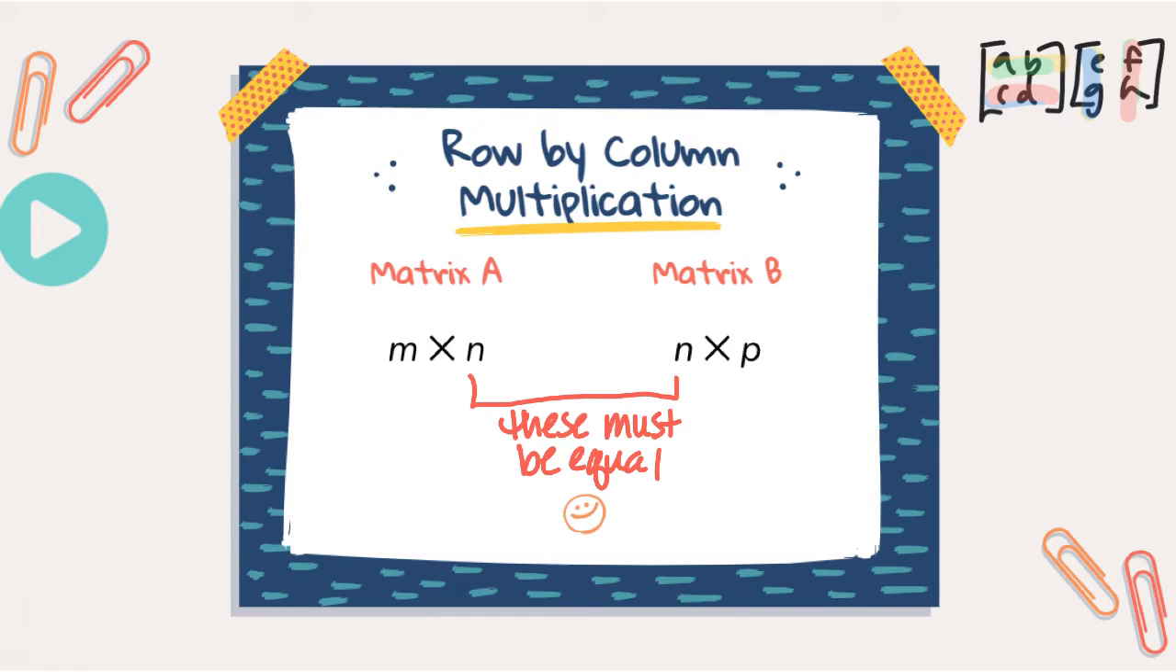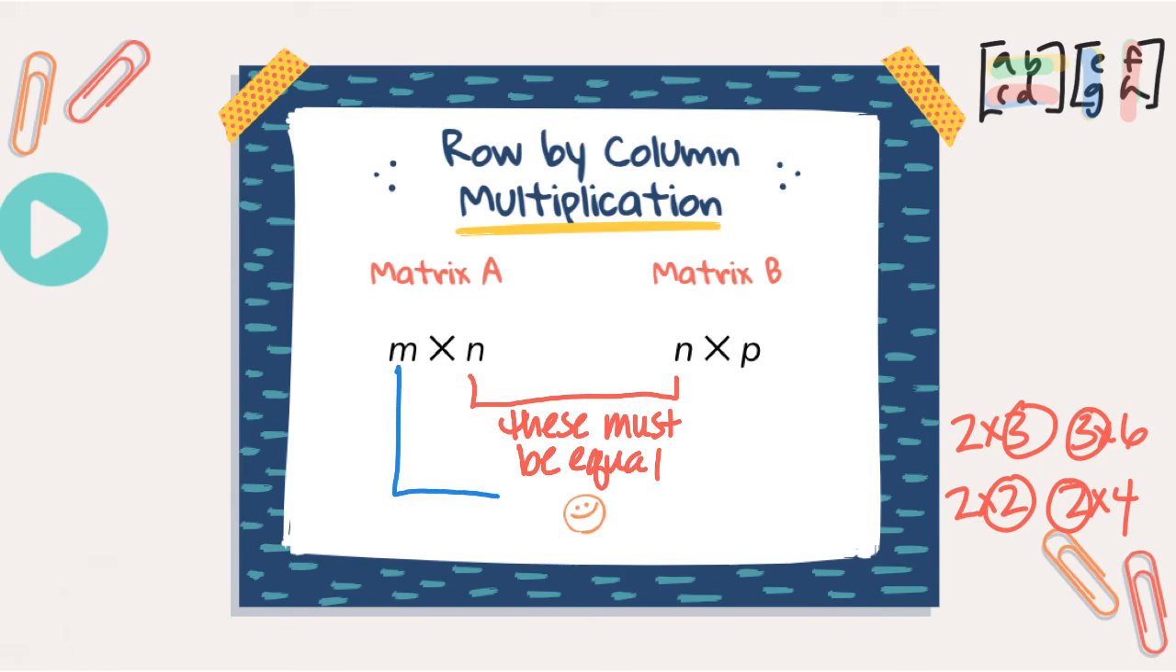So for example, you can multiply a 2 by 3 matrix and a 3 by 6 matrix. Or you can multiply a 2 by 2 matrix and a 2 by 4 matrix. As long as these two numbers here are exactly the same number, then you can multiply them together. The next thing that I need to explain to you are what we do with these two numbers.